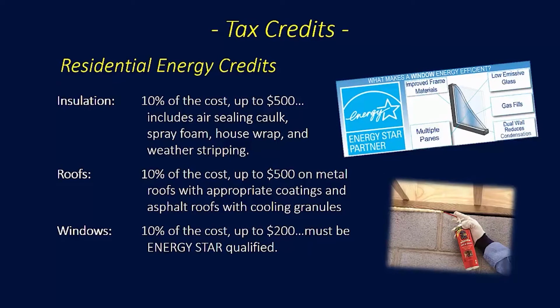Residential energy credits involve insulation, which is 10% of the cost, up to $500. This includes air sealing caulk, spray foam, house wrap, and weather stripping. For roofs, the credit is 10% of the cost, up to $500, on metal roofs with appropriate coatings and asphalt roofs with cooling granules. For windows, the credit is 10% of the cost, up to $200, and the windows must be Energy Star qualified.